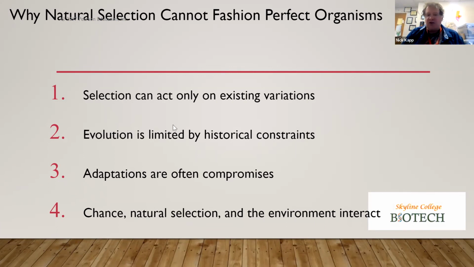Evolution is limited by historical constraints. Adaptations are also, a lot of times, compromises. There's always a compromise to be had. So if you're shaped like a leaf, that's going to have some effect on your body, right, in terms of being able to move around. Chance, natural selection, and environment all interact to give us what these organisms are.